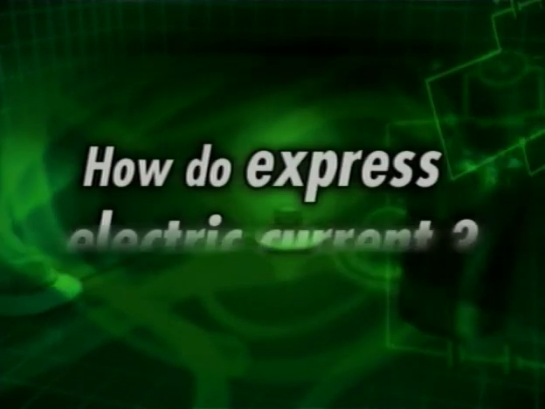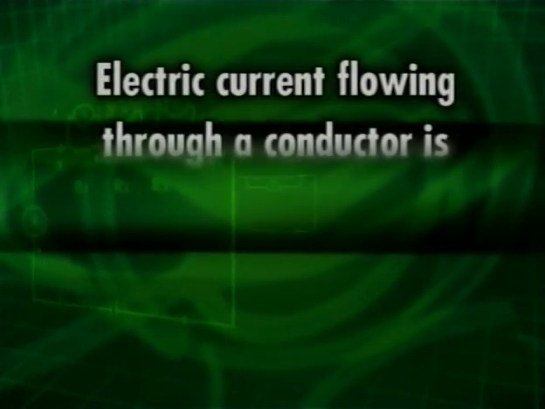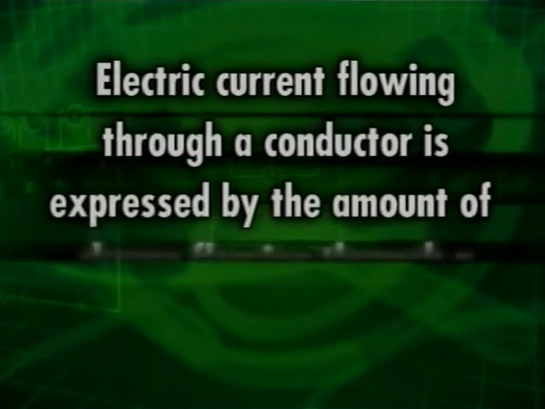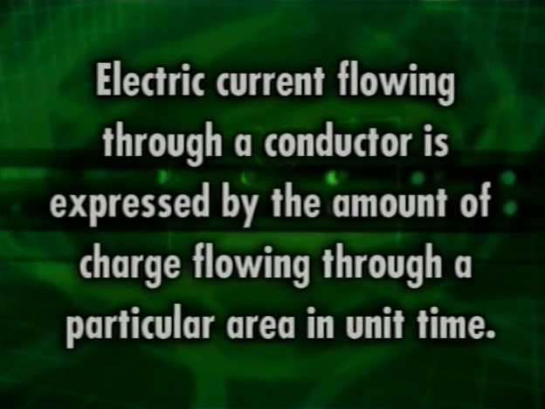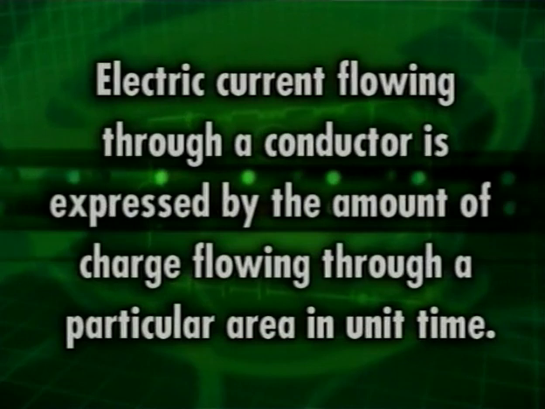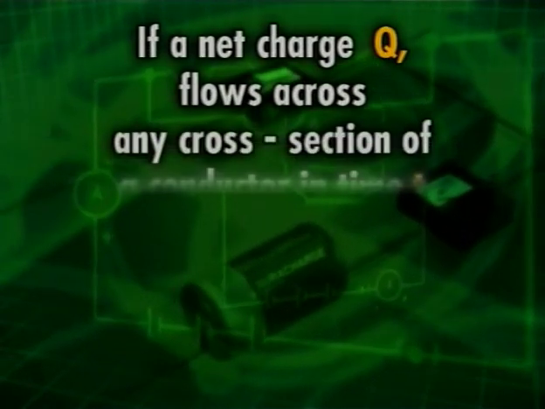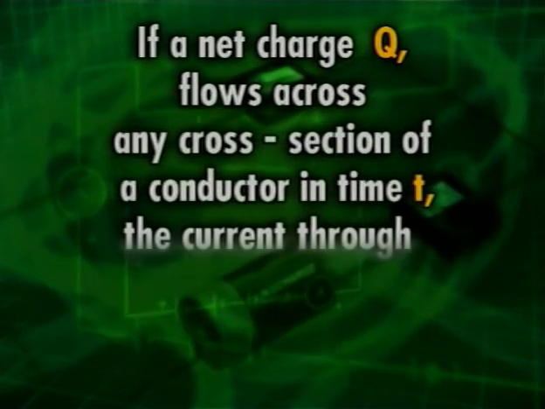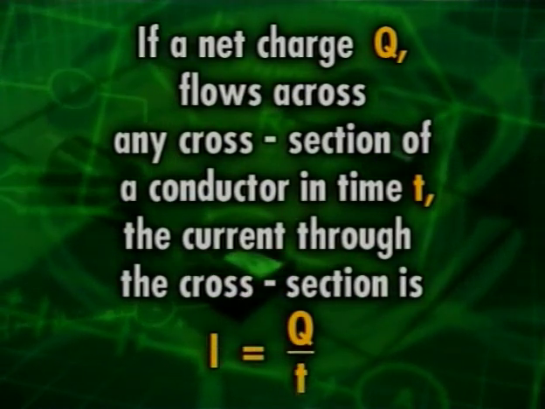Let us now talk about how do we express electric current. Electric current flowing through a conductor is expressed by the amount of charge flowing through a particular area in unit time. If a net charge Q flows across any cross-section of a conductor in time t, the current through the cross-section is I is equal to Q by t.